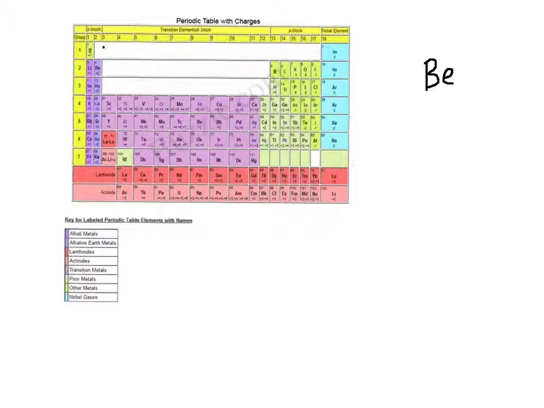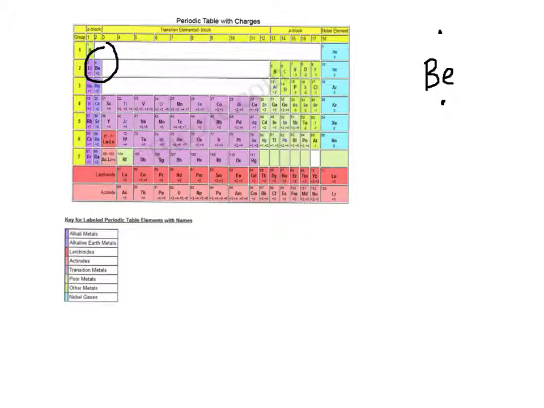So if we look at beryllium as our example, Be, first we need to find it on the periodic table. It's right there. And we see that it's in group number 2, and that tells us it has 2 valence electrons. And we're going to draw one there and one there around the symbol. And that's it. We write the electrons on opposite sides just to represent the fact that electrons don't like each other. They repel each other because they have the same charge.